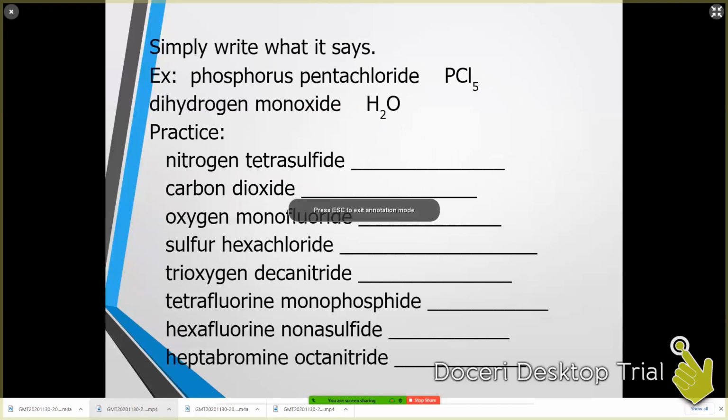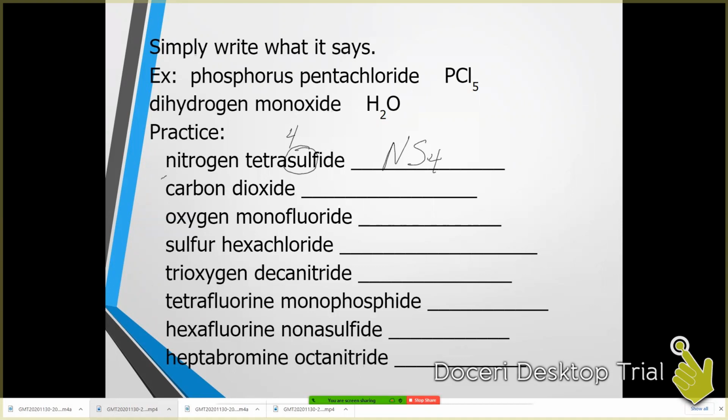All right, if you have the name and you need to write the formula, you simply write what you see. So in other words, nitrogen would just be N, and tetrasulfide, you have to look in the middle for the root. Sulf, that would be the root for sulfur, and tetra means 4, so that would be NS4.